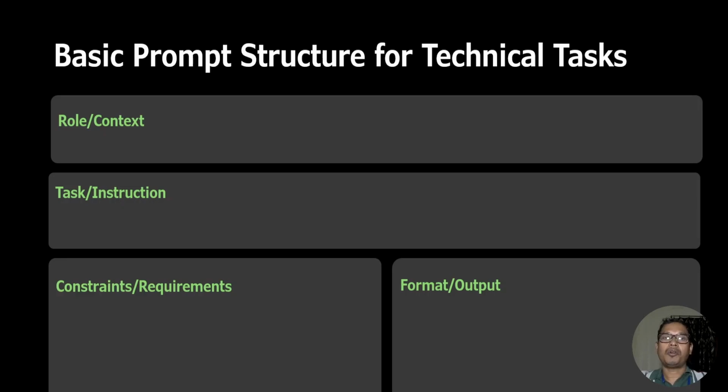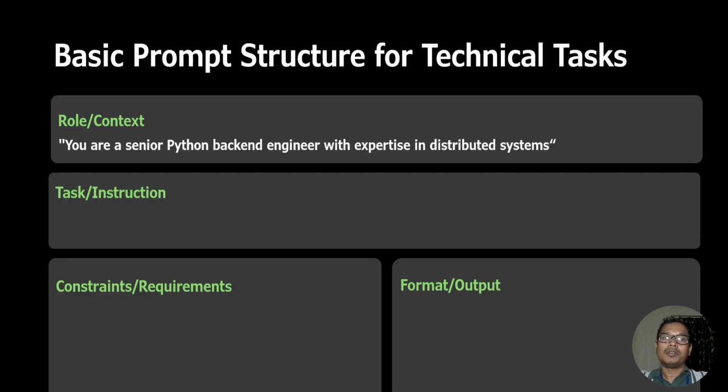So now let me tell you how you can create a structure for your prompt, right? Whenever you are performing any technical tasks, this is a kind of reference you can take. You divide your prompt into four different sections. Okay. So one is role and context. You need to define a role or the context to the AI model. Like you can define: you are a senior Python backend engineer with expertise in distributed systems. So here you are defining you as a senior Python backend engineer, so that the LLM will only hit those patterns which are required for a Python backend engineer, based on its past training.